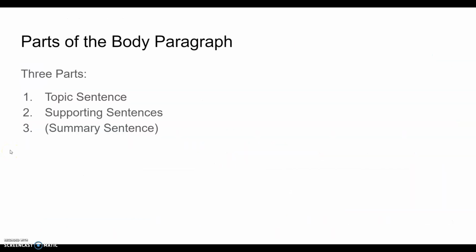Now let's discuss the next part of the essay. This is the body paragraph. In a basic essay, we have 2 body paragraphs, and each body paragraph has 3 parts. First, we have a topic sentence, just like any other paragraph. Then we have supporting sentences, and then sometimes we include a summary sentence, which restates the main idea of this one body paragraph.